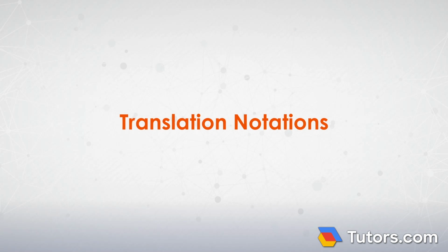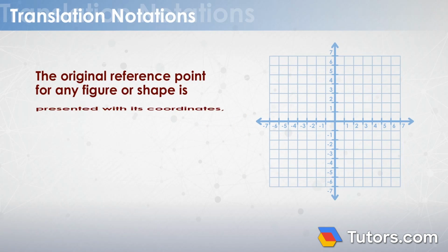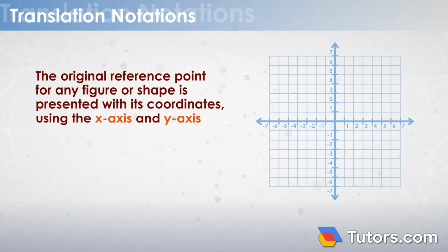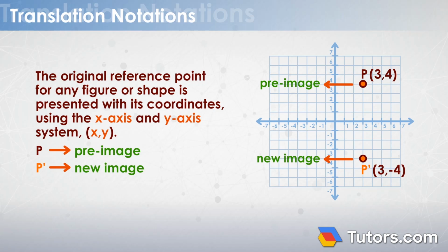Translation notations. The original reference point for any figure or shape is presented with its coordinates using the x-axis and y-axis system, x, y. Suppose you have point P located at 3, 4. Point P is the pre-image. To avoid confusion, the new image is indicated with a little prime stroke, like this, and that new point is pronounced P prime.